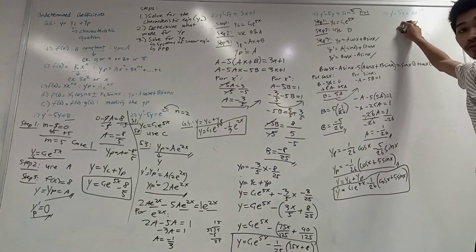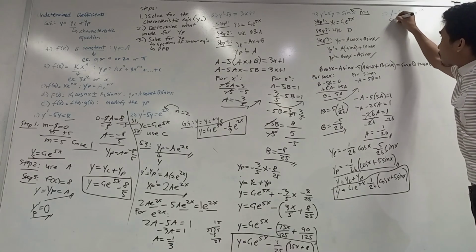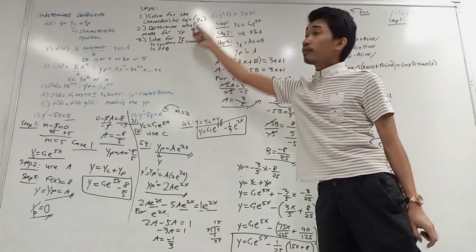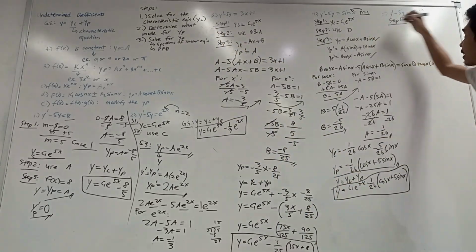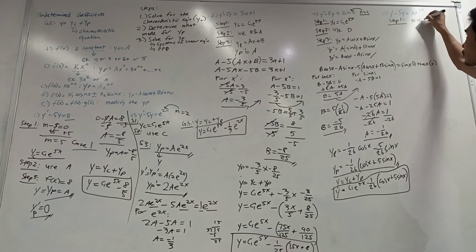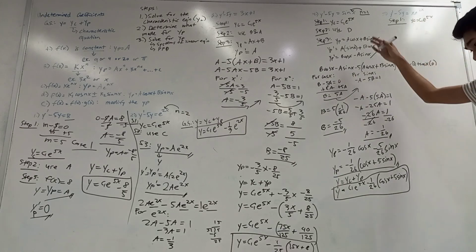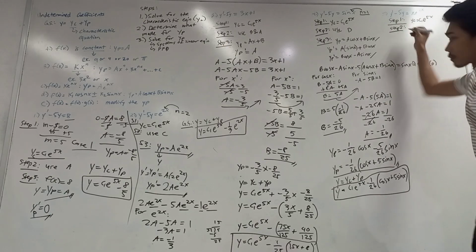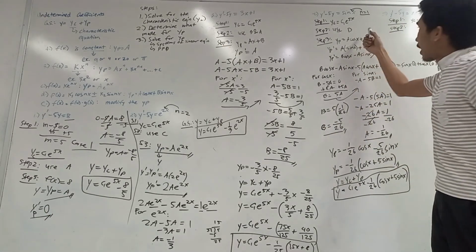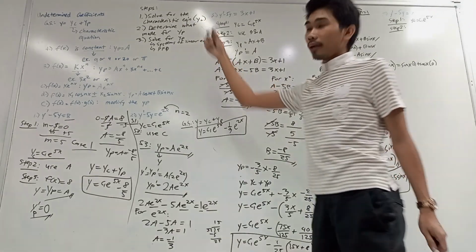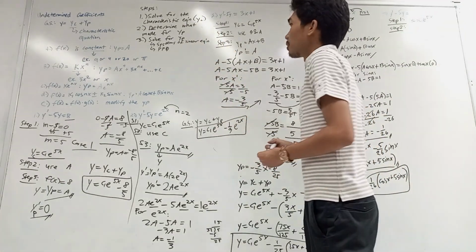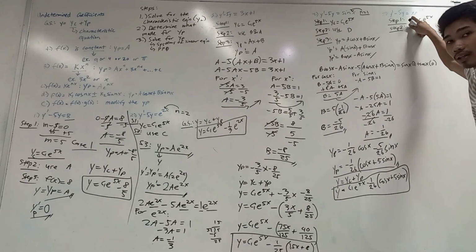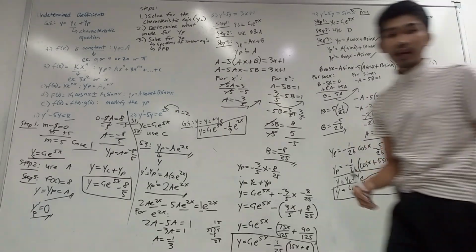So, ito, number 5, as we can see, balik tayo, step 1. Step 1 is solve for YC. So, YC is solve na natin. YC is equals to C1 e raised to 5x. Step 2 is ano yung YP na gagamitin. So, as we can see, meron siyang x times e raised to 2x.